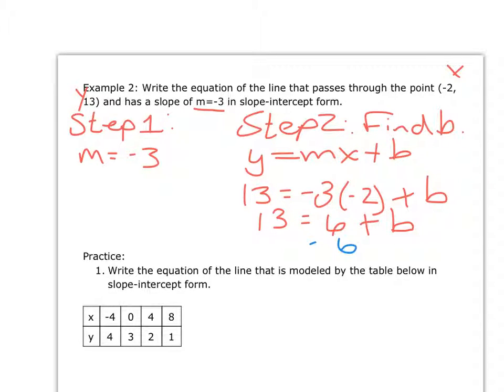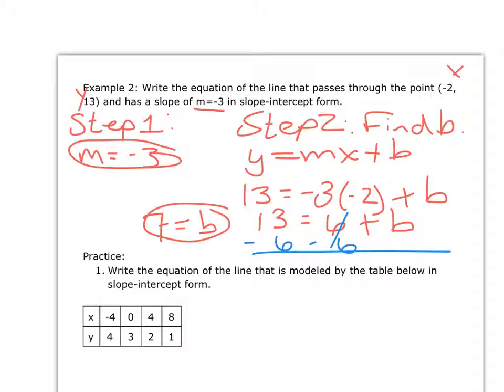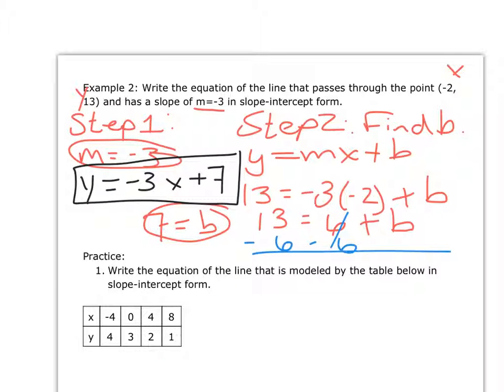And then I can subtract 6 from both sides. I've run out of space. That's okay. The 13 is the y, because the 13 is the y value in that point. The point is (-2, 13), so that's x and y. Good question. All right, so 6 from 13 is 7. So 7 equals b. So then what's the equation of this line? Beautiful. y equals negative 3x plus 7.